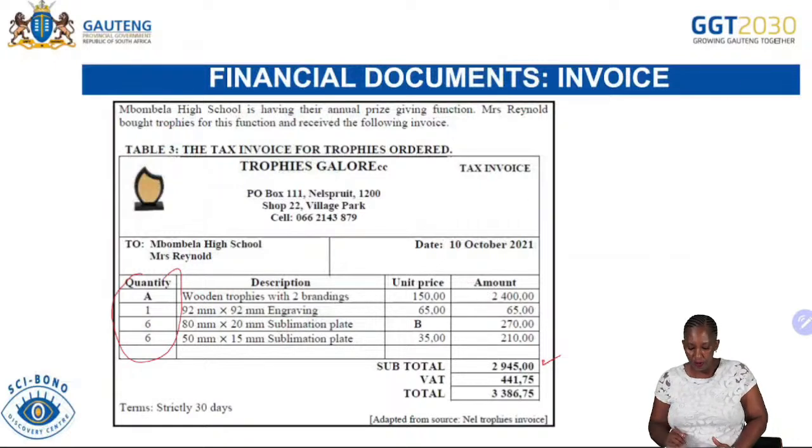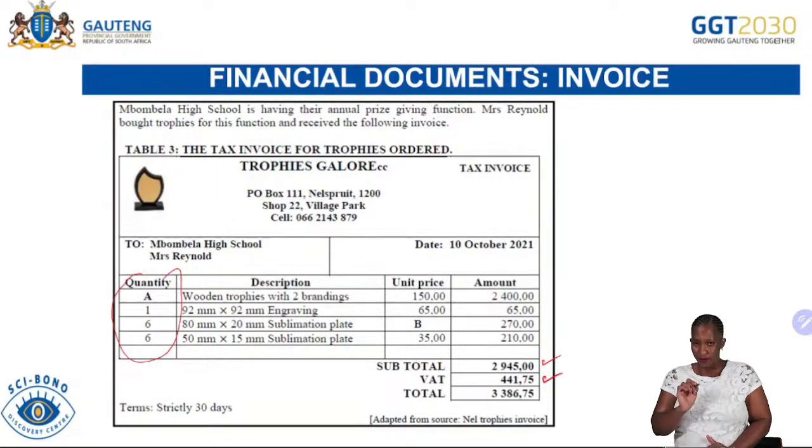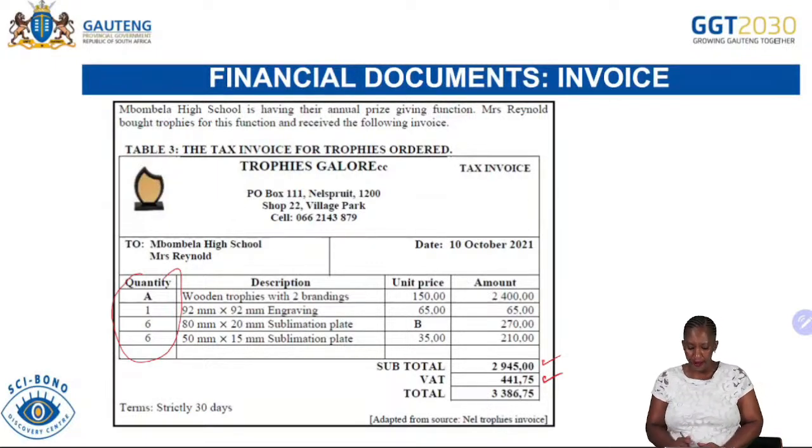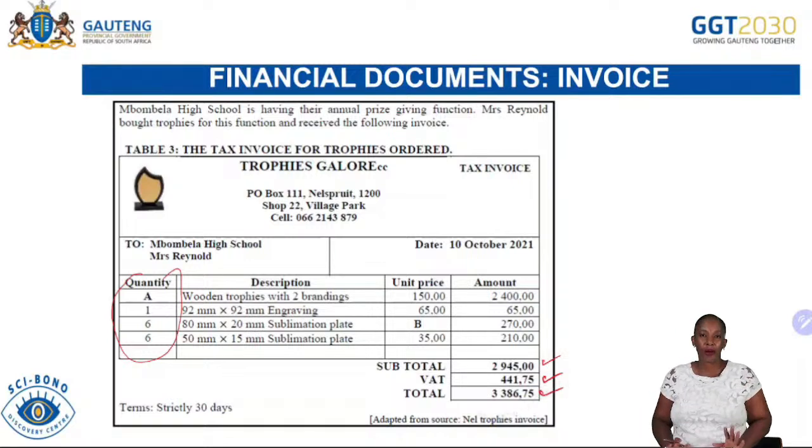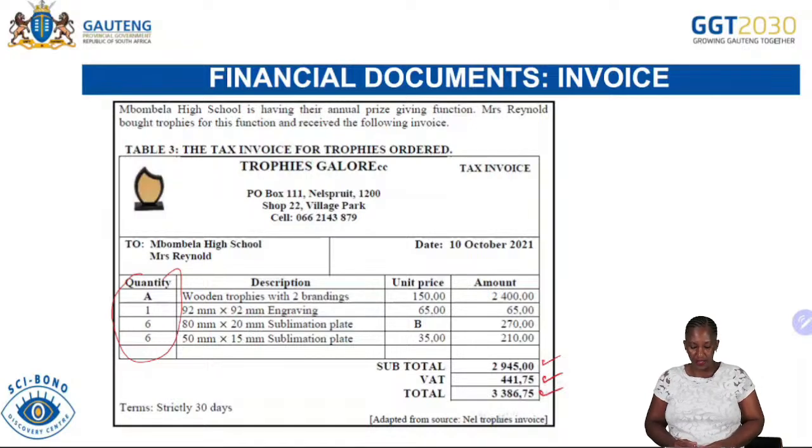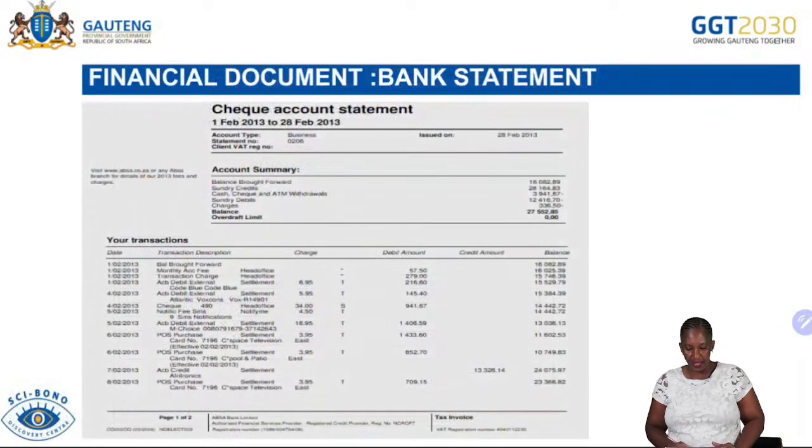So meaning the amount before VAT. And then remember we said the VAT is 15%. There's the 15% amount that they have charged, and then the total that she is supposed to pay is also indicated. So it means when she does her budgeting, or when the school does the budgeting, they know that they have used this amount towards this, and the items appear on the invoice. Remember I said it is for the services rendered.